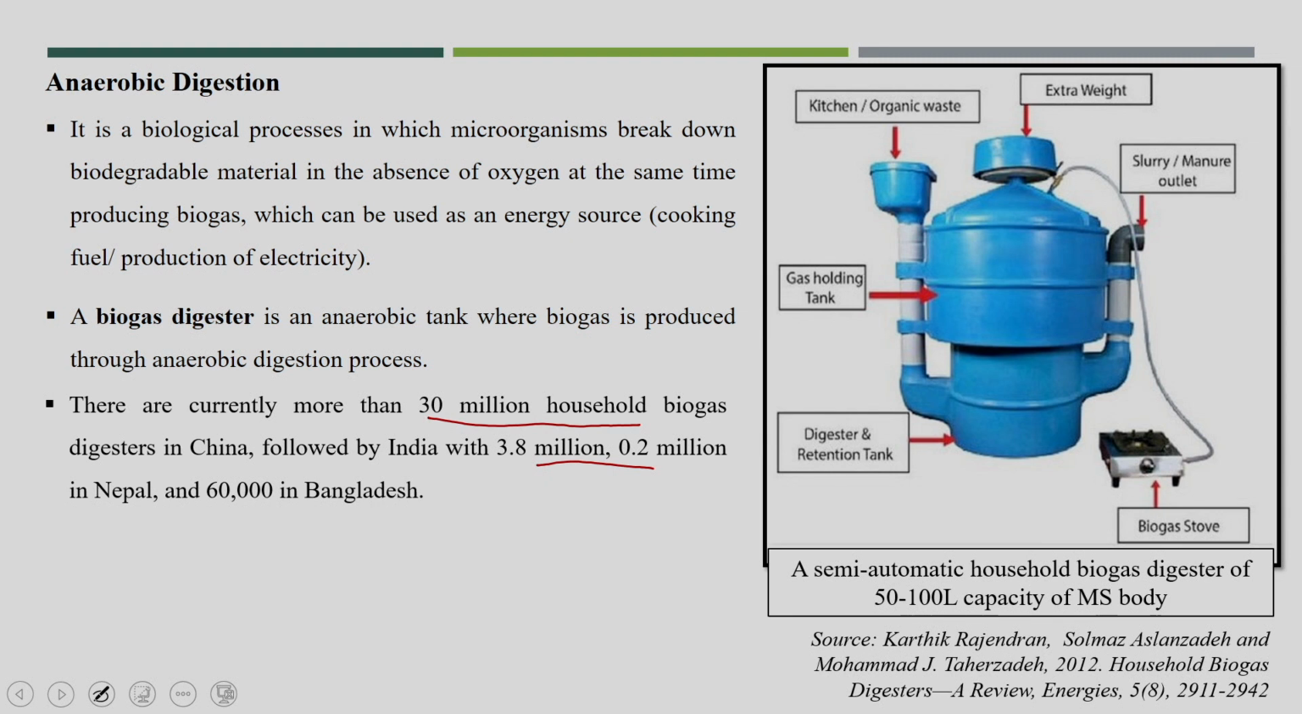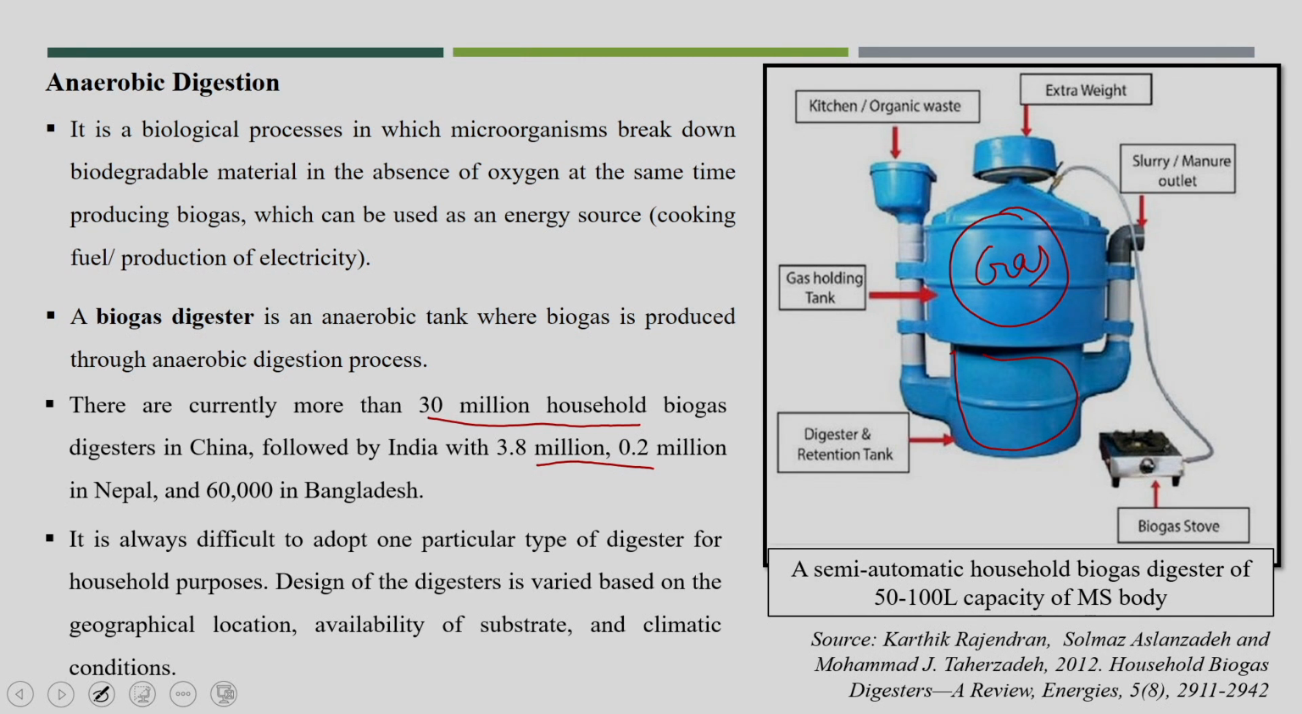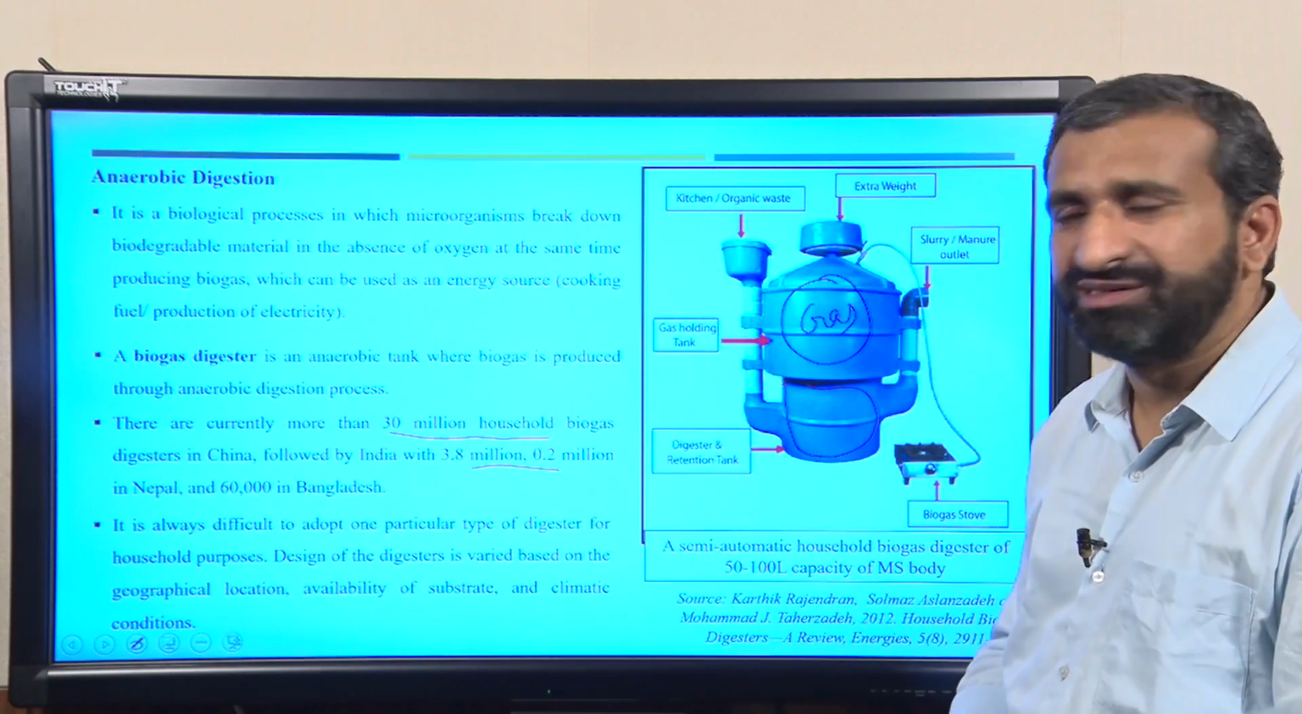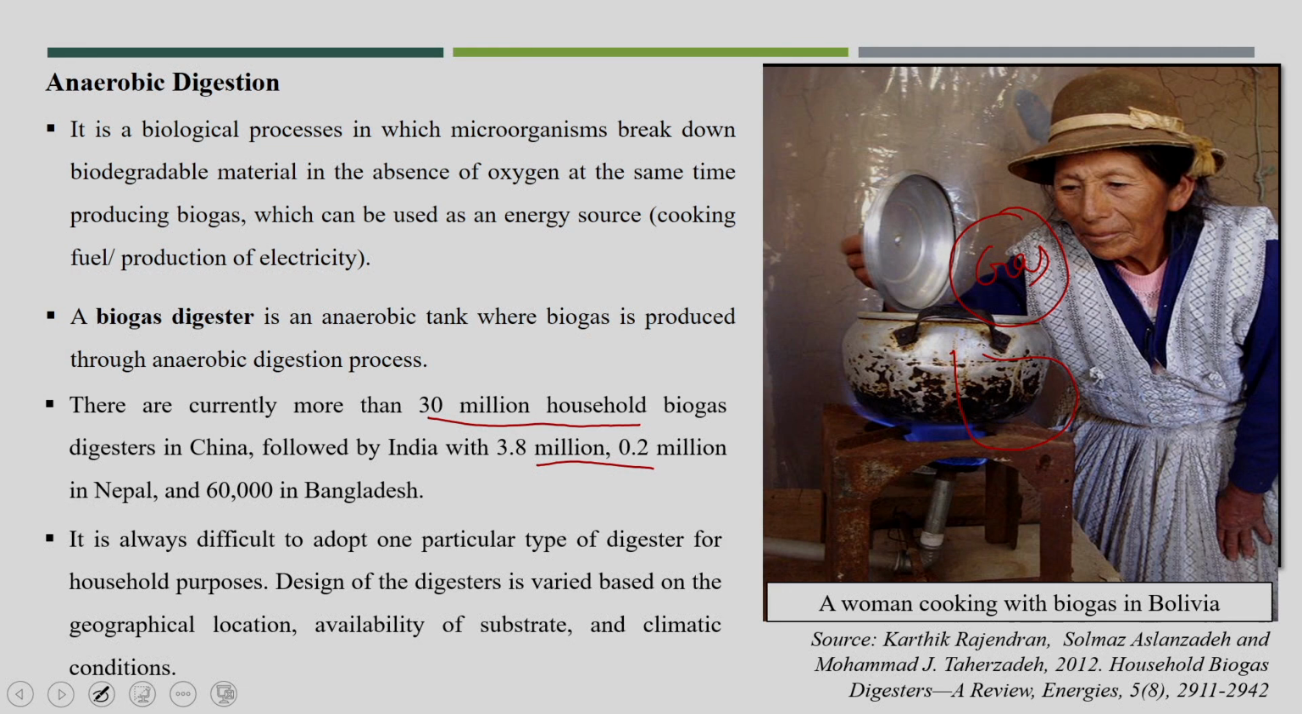This is a small photograph showing different sizes of anaerobic digesters, where we can feed the digester. This is the digester, where the degradation mostly takes place, and this area is for gas storage, the gas holding tank, and it can be used with a biogas stove for cooking. There are different kinds of reactors available, smaller and bigger sizes. At community level, maybe 2 cubic meter, 3 cubic meter biogas units would be possible. You can see here a woman cooking with biogas in Bolivia.